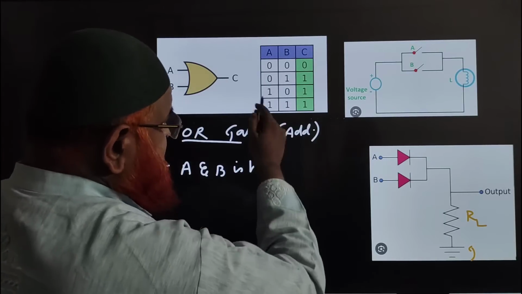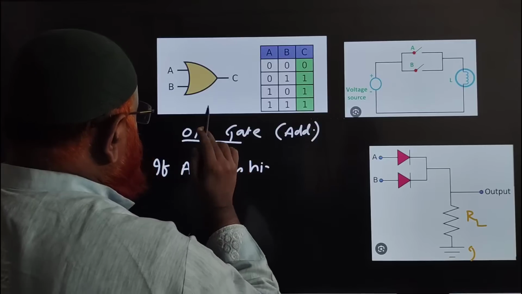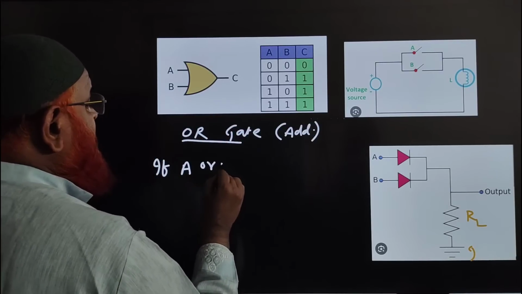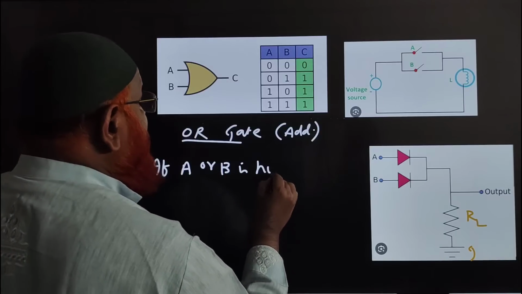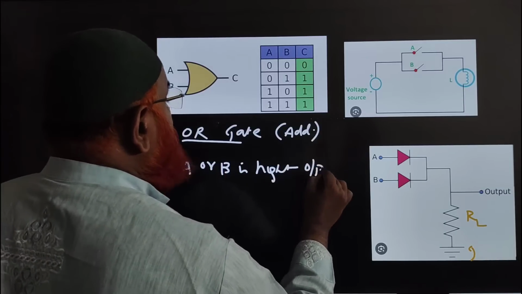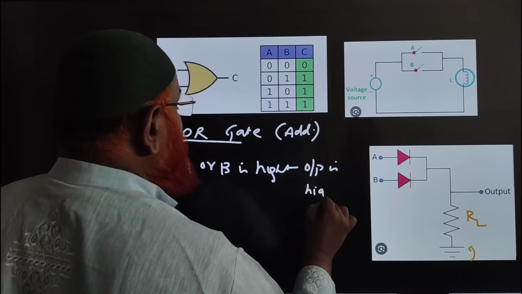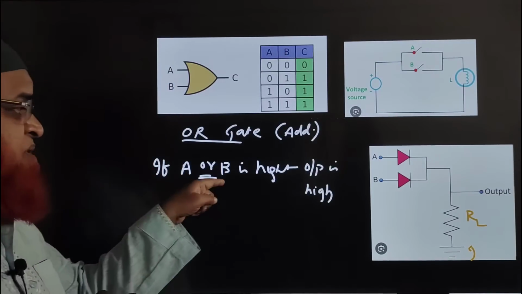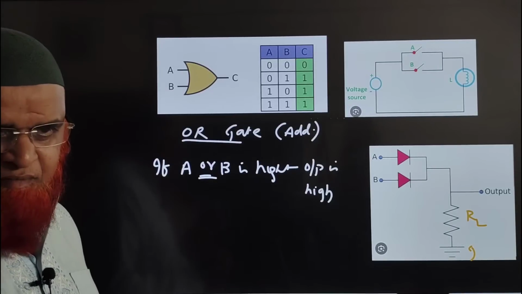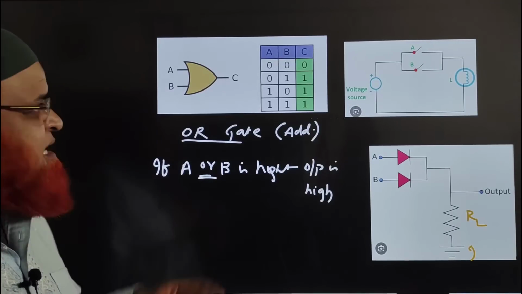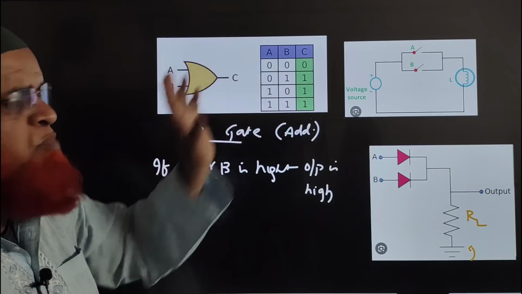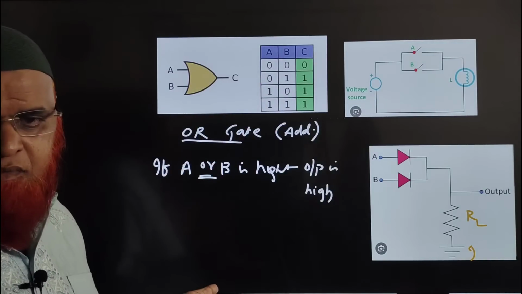So here, if A and B, what is this now? This is OR, no? This is an OR operation, right? If A or B is high, output is high. That is the meaning of OR gate. Here I am writing OR. Why am I writing OR? A or B is high, output is high. That's why its name is given as OR gate. If A is high or B is high, then output is high. If both are high, it is also high.